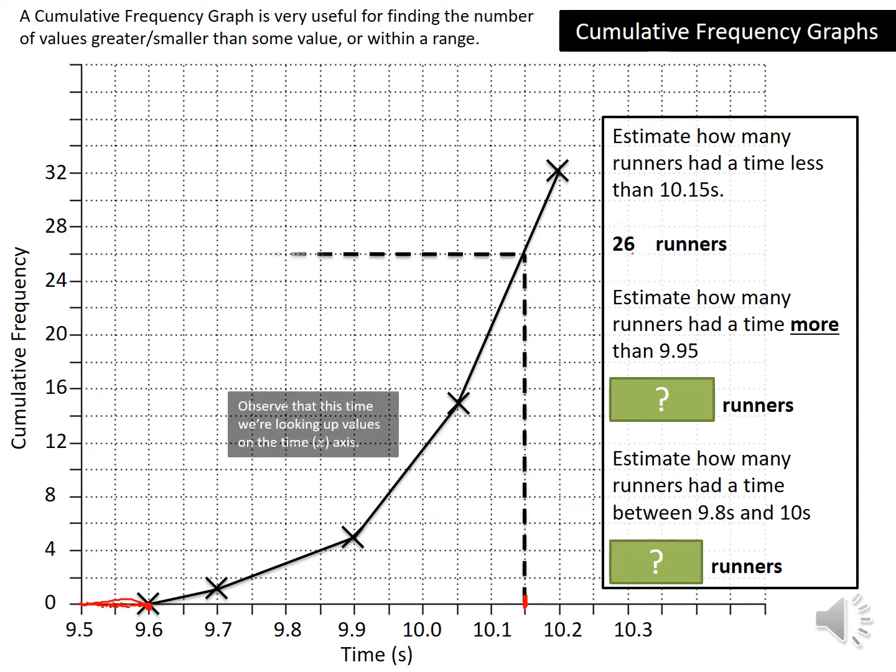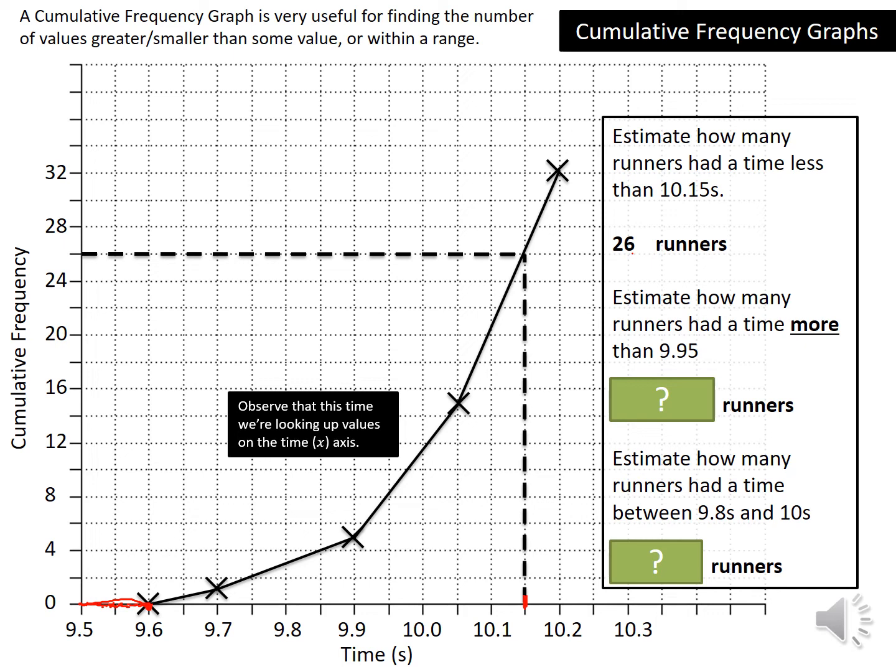So we go up from 10.15 and across, and we're looking between the range of 0 and 26. So relatively easy, we get 26, because going from 0 to 26, that's how many people fit that, which is 26. So now we're looking at how many runners had a time more than 9.95.